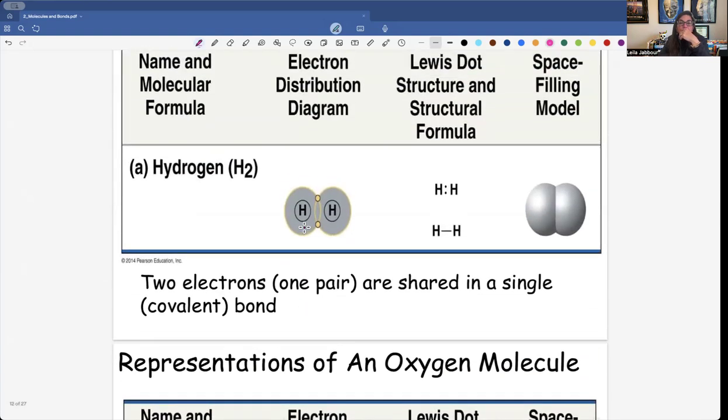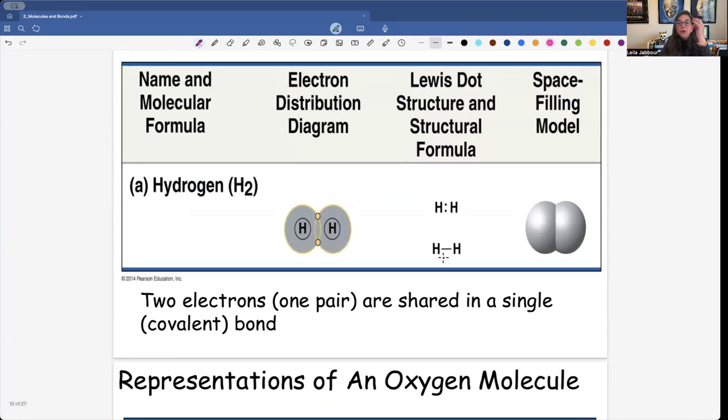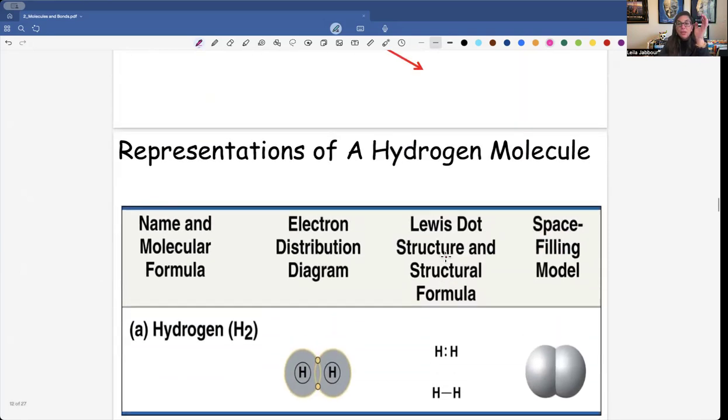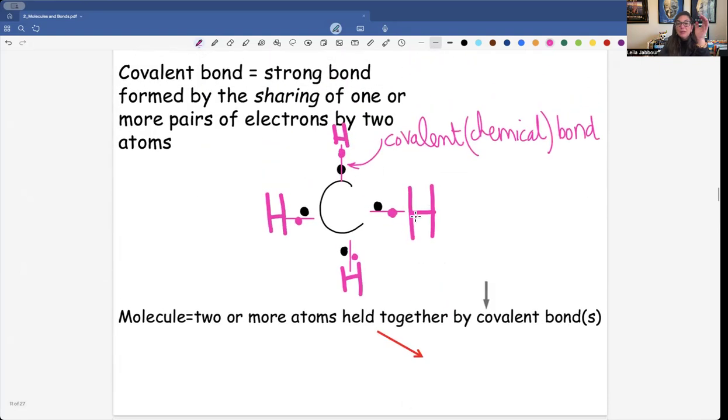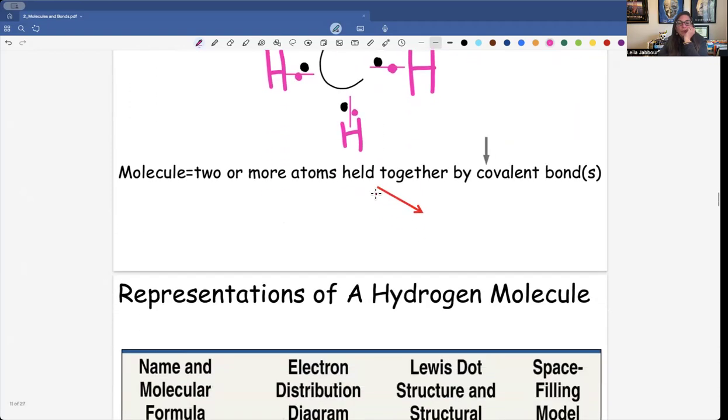So we talk about a single covalent bond when it's just 1 pair of electrons that's going back and forth. So this was the simplest example over here, with just 1 pair of electrons that's shared across the 2 atoms.